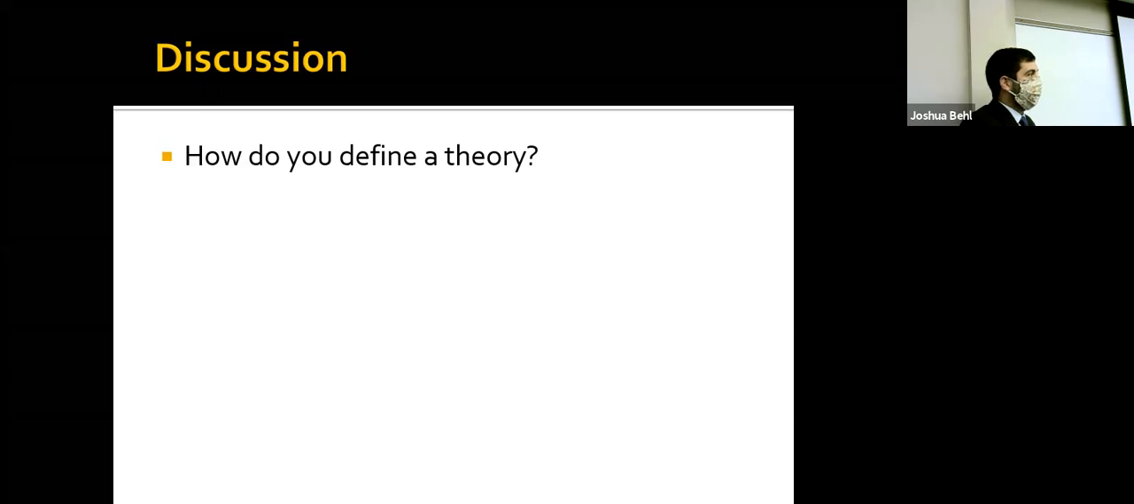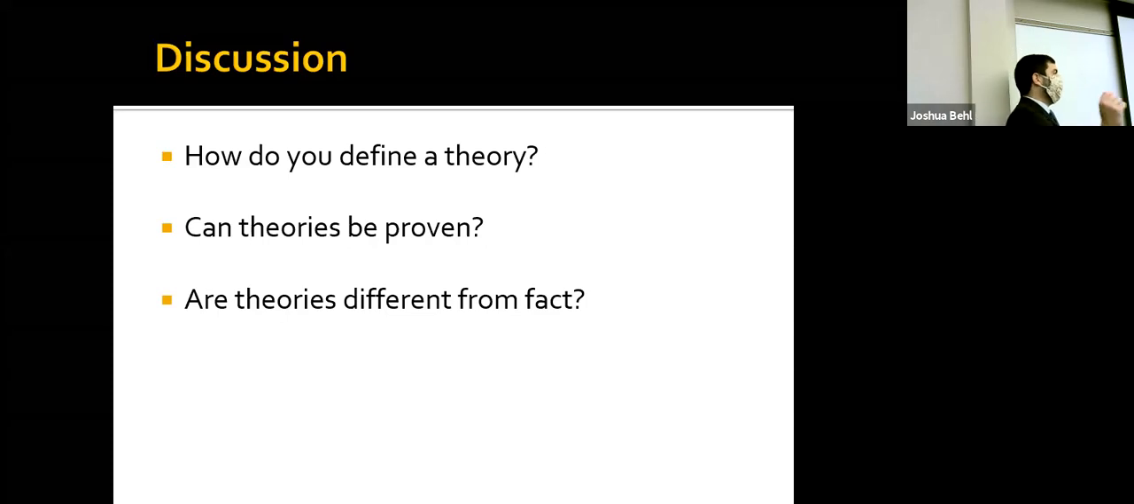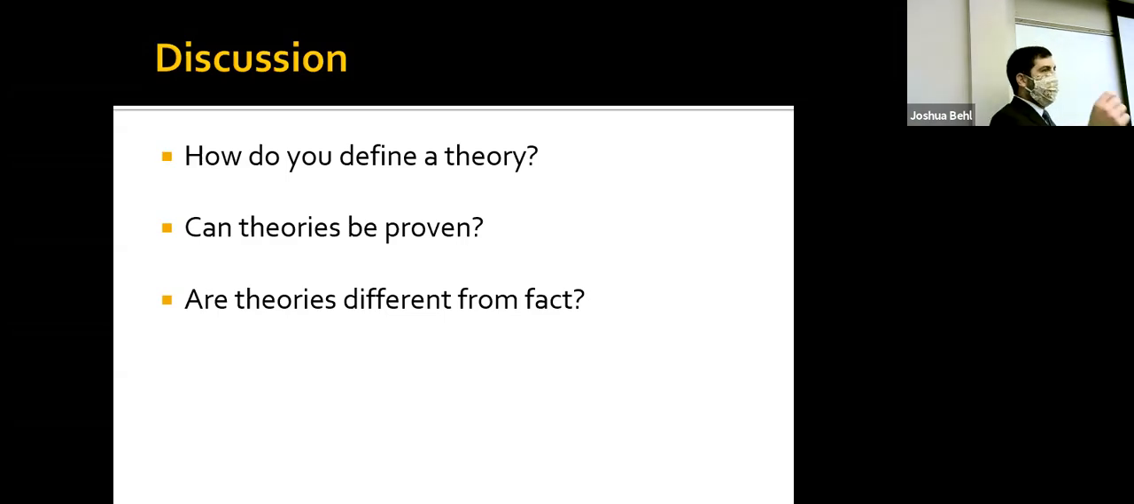Go ahead. Aren't they supposed to be like simple? They should be simple to define. So that's a characteristic of a theory, right? Theories should be simple to define, right? And so we'll talk about this in general. Can theories be proven? We've already talked about that. And are theories different from fact? Yes. In what way?